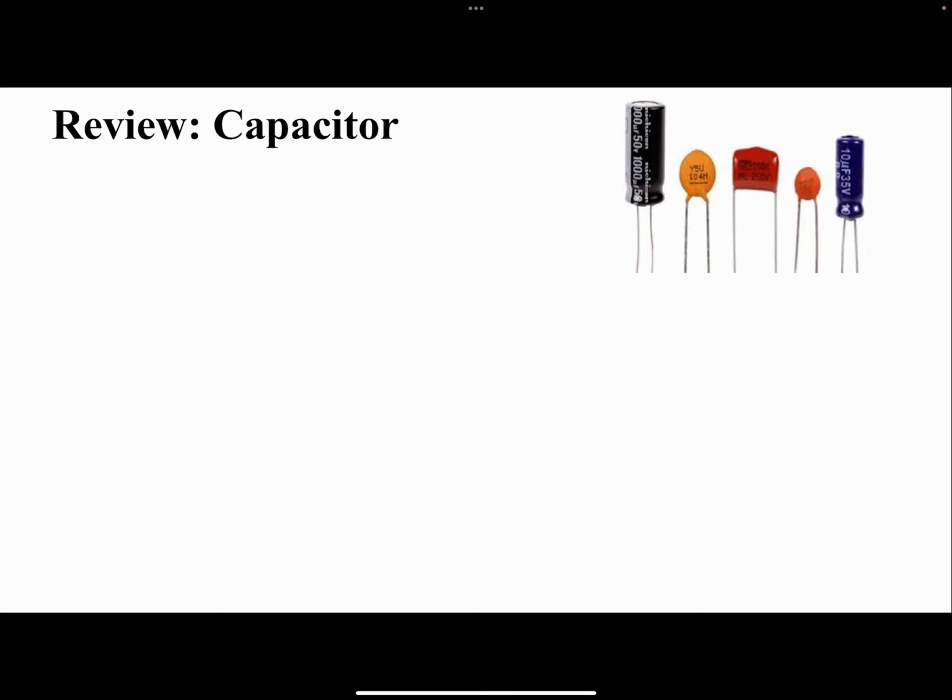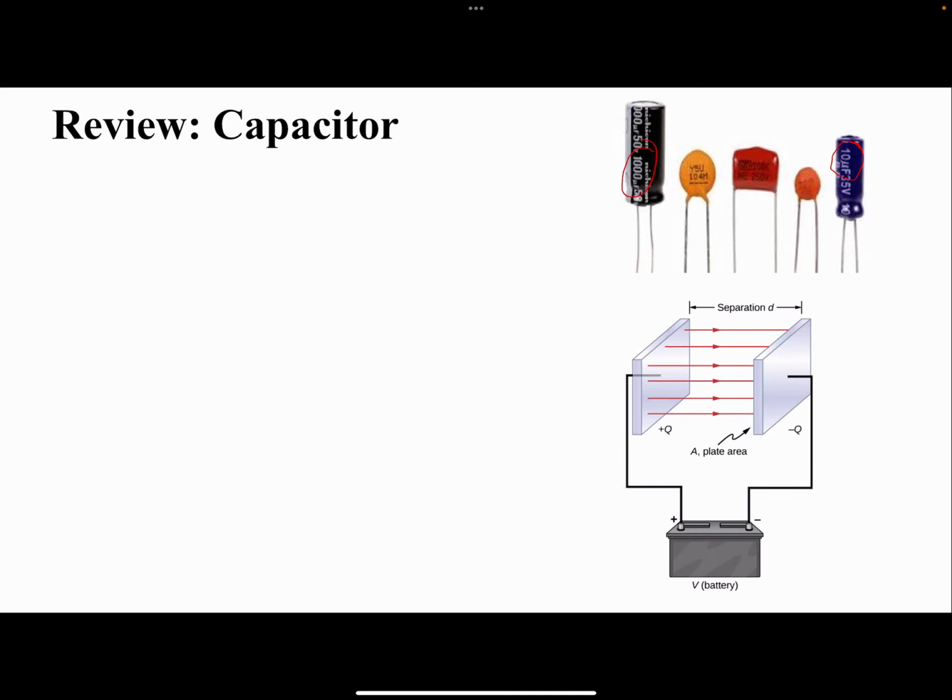capacitor. So what is a capacitor? Here are some common capacitor examples. For example, I think this is 1000 microfarad. This is 10 microfarad. You can easily buy these capacitors; they are commonly available. You're going to use many of these capacitors in your lab work as well. Very quickly, let's talk about what a capacitor is.